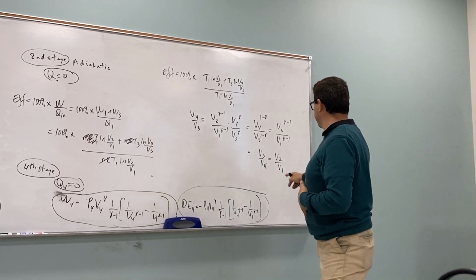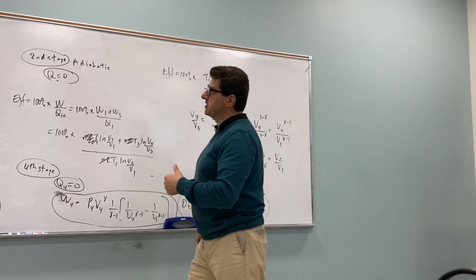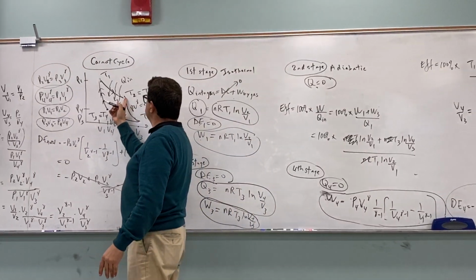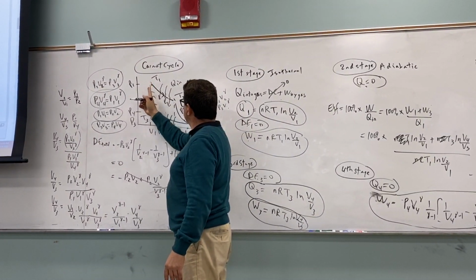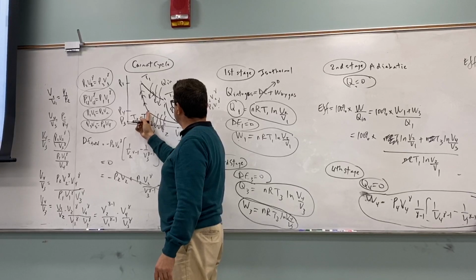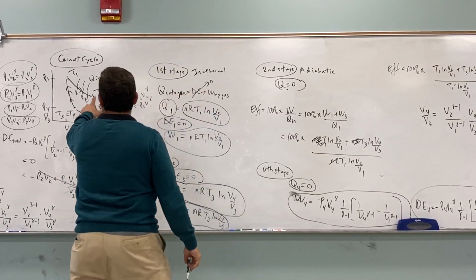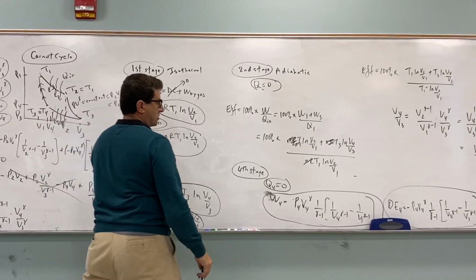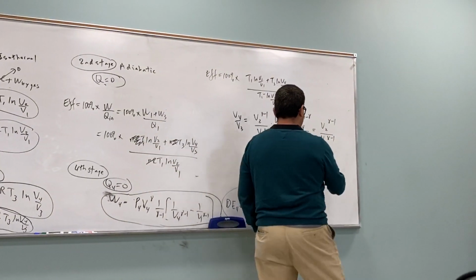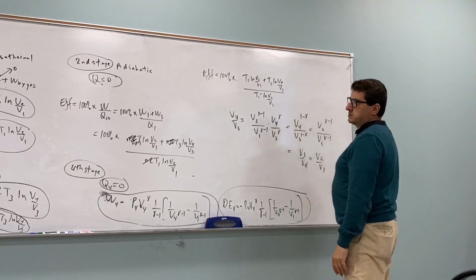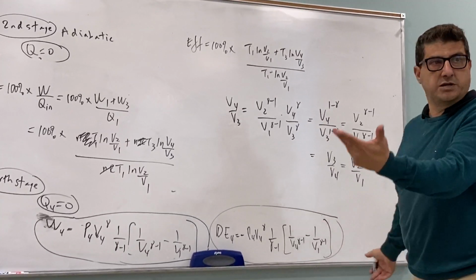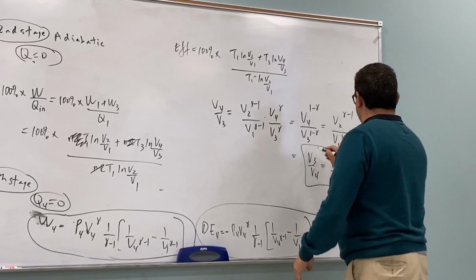No, it should be the other way around. I made some mistake. So, in other words, this one divided by this one should be the same as this one divided by this one. V2 to V1 is V3 to V4. Oh no, it is right. I did it right. Surprise. Wow.